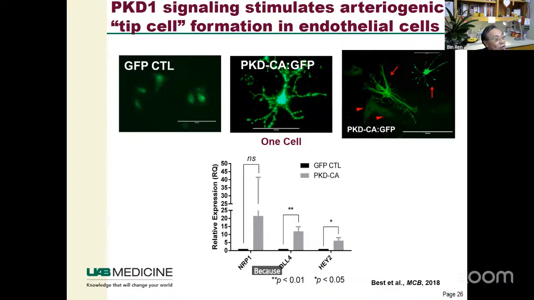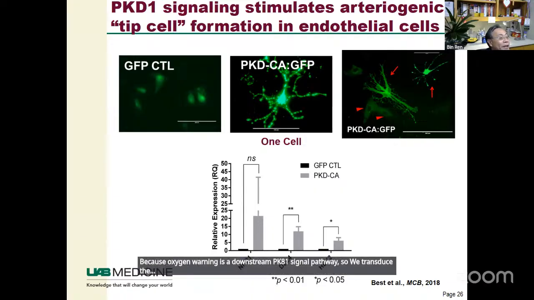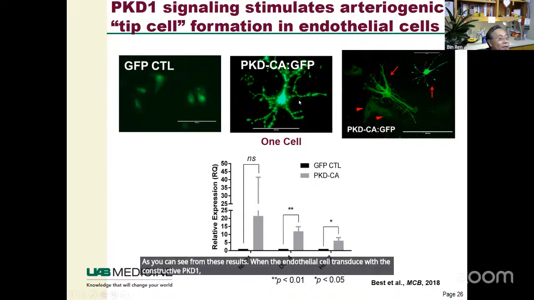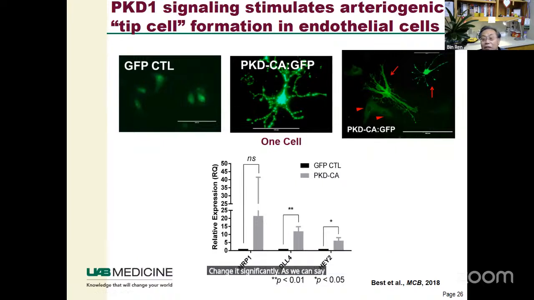Because ERK signaling is downstream of the PKD1 signaling pathway, we transduced constitutively active PKD1 labeled with GFP into the endothelial cells. As you can see from these results, when the endothelial cells were transduced with the constitutively active PKD1, the shape of the endothelial cells changed significantly. As we can see, this is just one cell. They show an obvious branching morphogenesis. The size was much bigger.